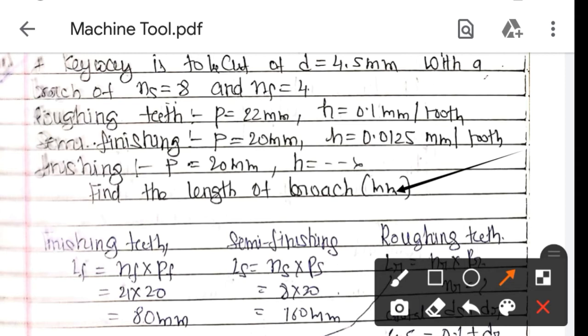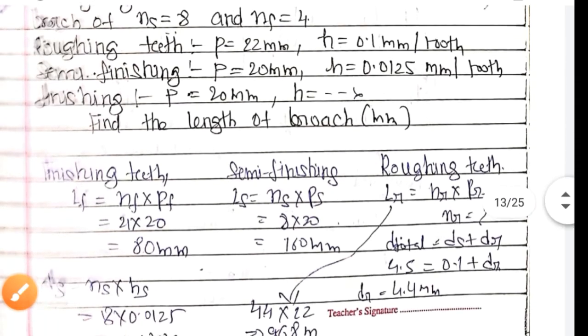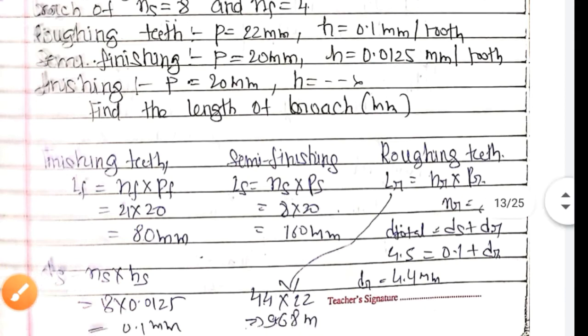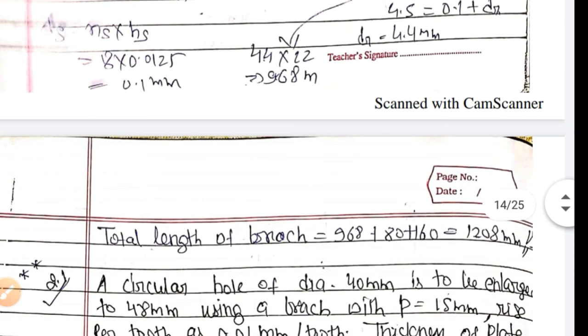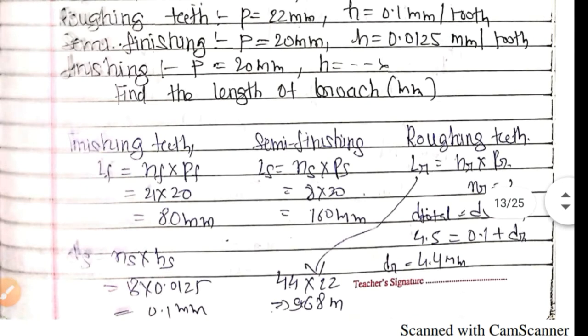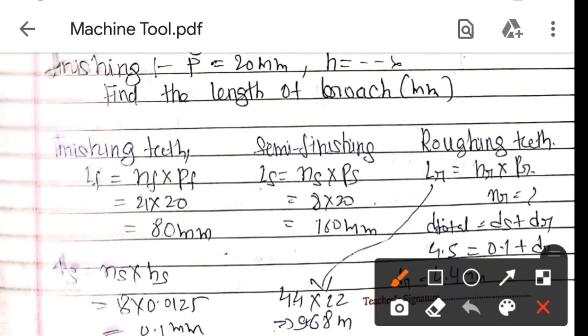So the length of the broach is equal to the length of the roughing teeth plus the length of the semi-finishing teeth plus the length of the finishing teeth. One by one we'll calculate. First the finishing teeth length, LF, using the formula I just told you. LF is equal to NF into PF, the number of teeth in the finishing part times the pitch of the finishing part, which is given in the question. 4 into 20 gives 80 mm. For the semi-finishing part, LS is equal to NS into PS. Here also the data is given, so you can easily calculate it: 160 mm.